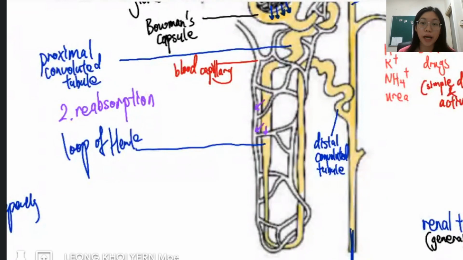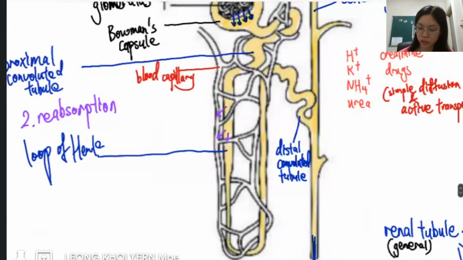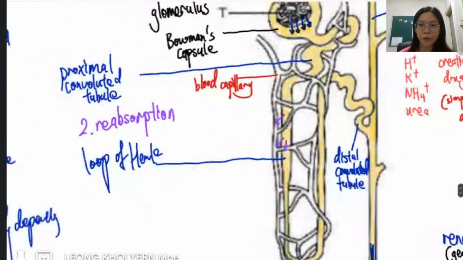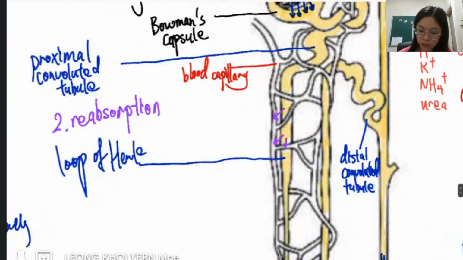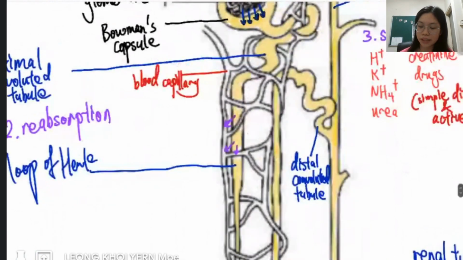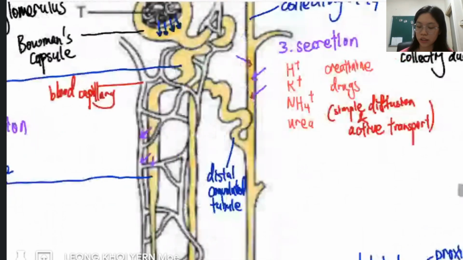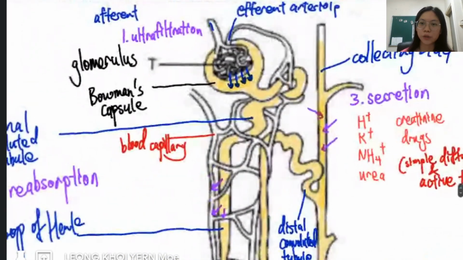Followed by secretion, the third one. Secretion is actually the opposite of reabsorption. Reabsorption means you reabsorb some substances into your blood capillary network, but secretion means your blood capillary doesn't want that thing, so they secrete all the waste substances from the blood capillary into the collecting duct and distal convoluted tubule. Later I will mention it in detail.